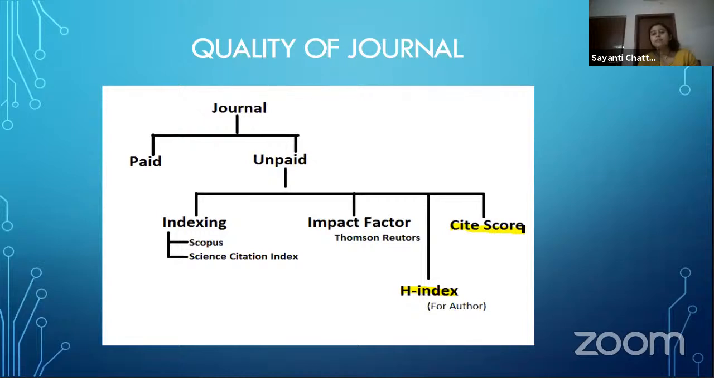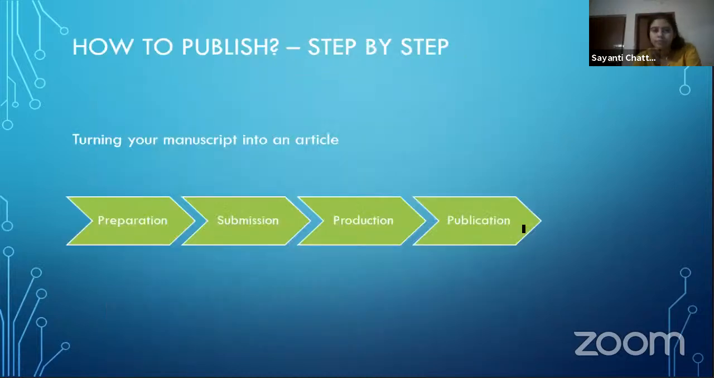It is the number of papers submitted to the journal and how many of those papers are cited by other authors. This is called the Cite score. If in one journal 100 papers are published, and among the 100 papers only 20 papers got citations, the Cite score will be 20%. So this is the Cite score. Already I will tell in just one line how to publish.